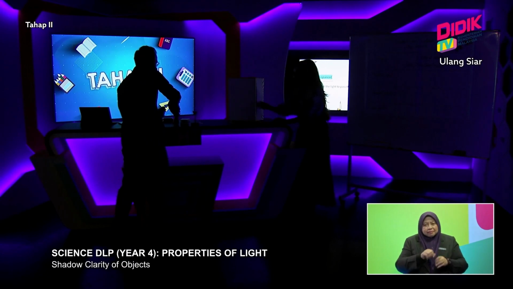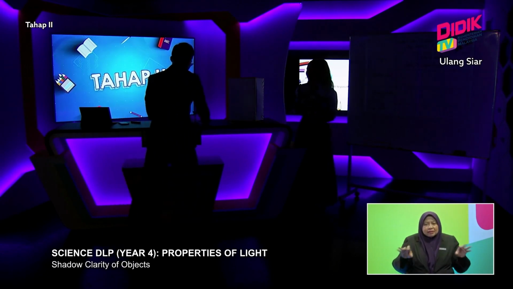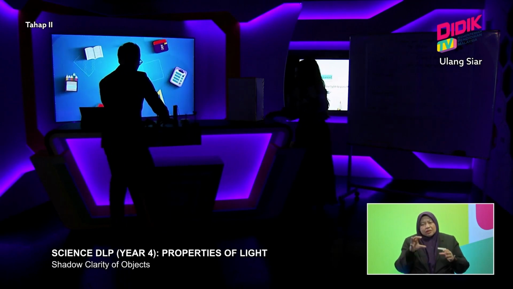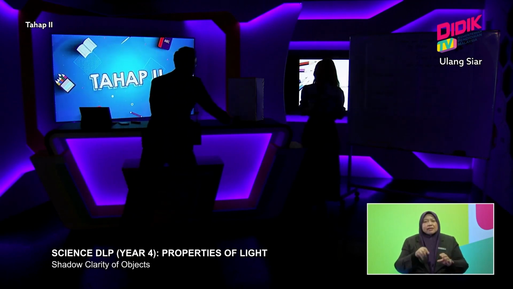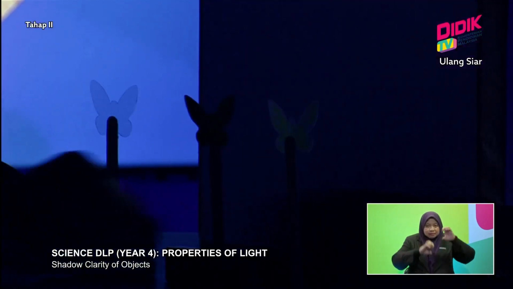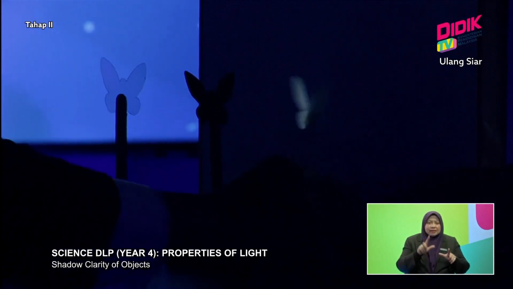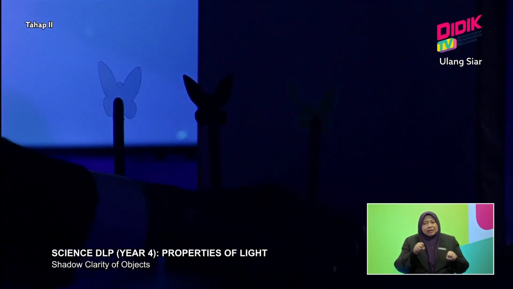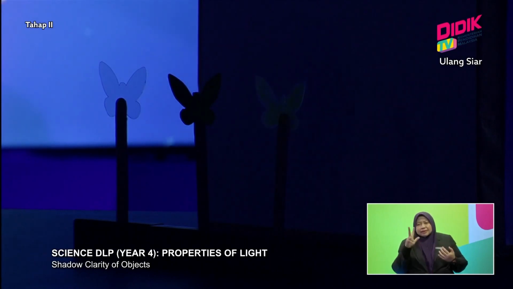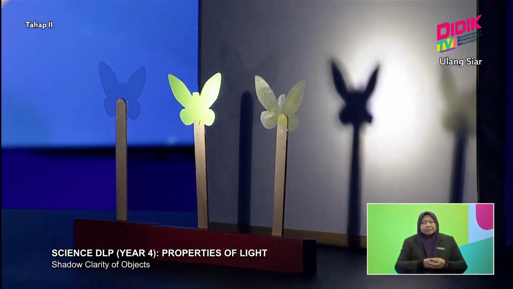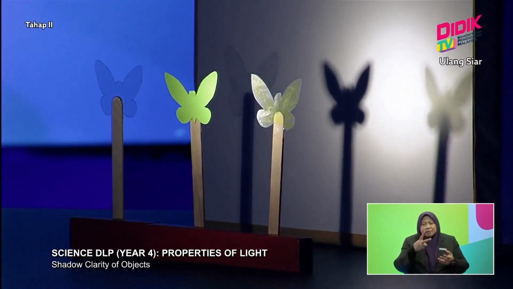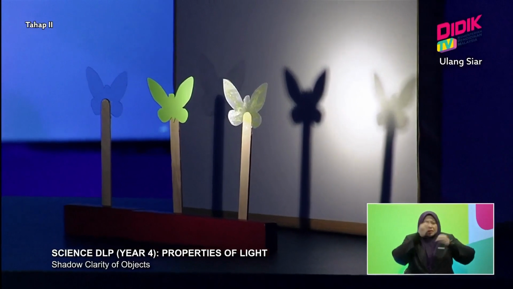Okay, hold on. We did an experiment, so we have to jot down the findings as well. Yes. All right, Mr. Quek. Okay, here you go. Let's place all three of them in front of the box screen. Okay. All right. So we have all of the three objects here. Now let's have a look. Voila. Wow. So what's your observation, pupils? Can you see how the shadows are?